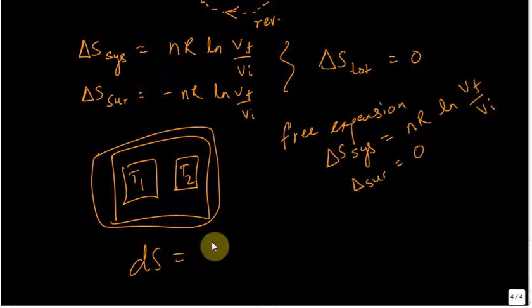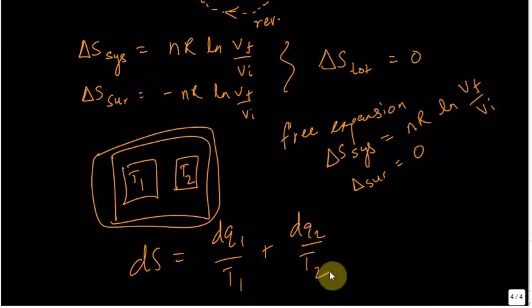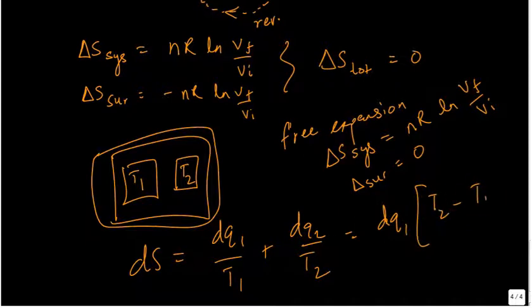Huh? dq1 by T1 plus dq2 by T2, and whatever the heat has been given by 1 would be taken up by 2, or the other way around. So dq1 would be negative of dq2. So if I could write that, dS equals dq1 into (T2 minus T1) by T1 T2.